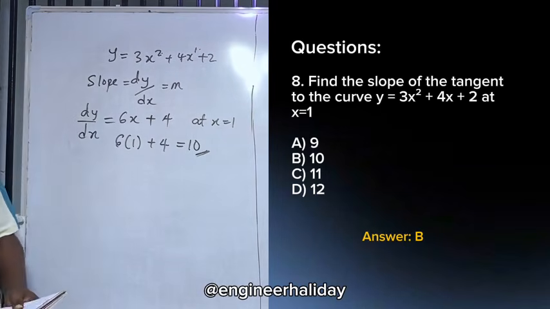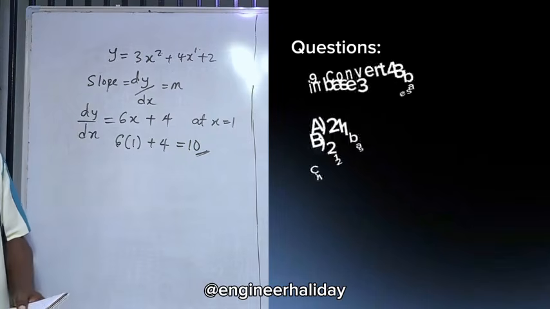Number 9 says what? That is option B for number 8. Number 9 says convert 43.